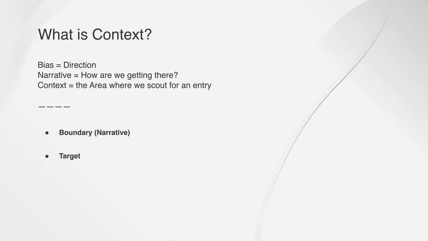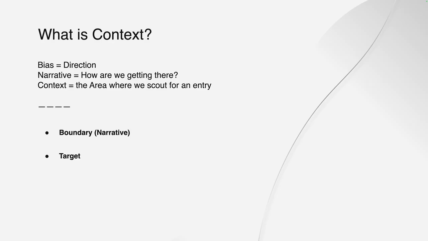Then, first things first, what is actually context? First, we have bias, and bias again creates that direction because bias is understanding that drawn liquidity. Which PD array are we actually aiming for? And how we know which PD array we are actually aiming for creates the bias, the direction. Then we have the narrative. How are we getting there? So if the bias is bullish, then how are we getting towards that premium array that we are actually looking to target?